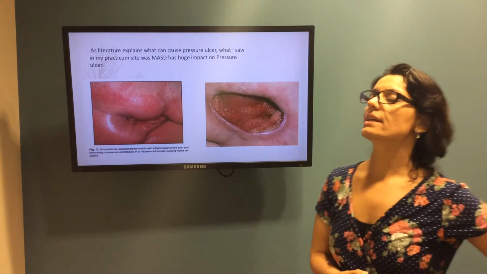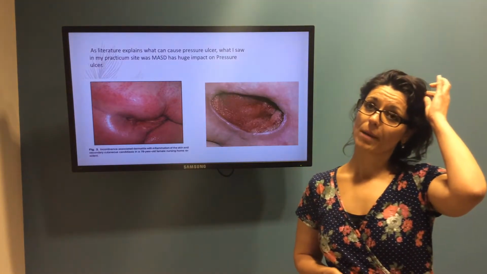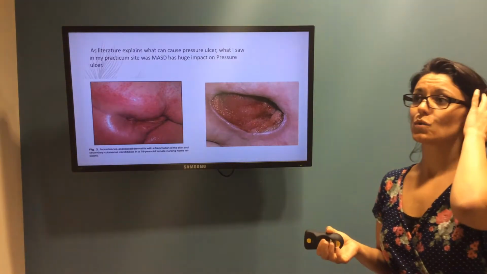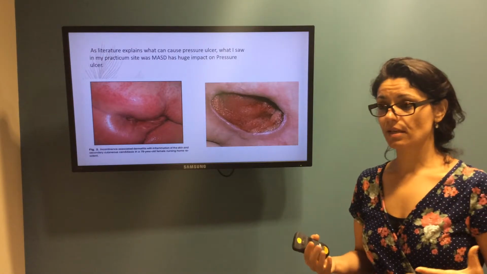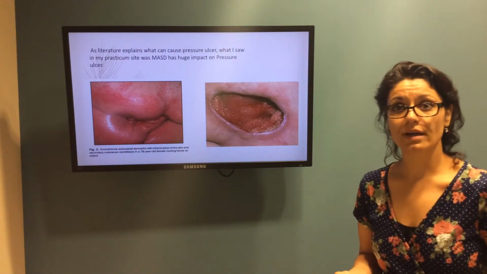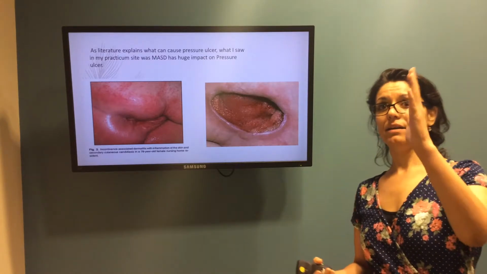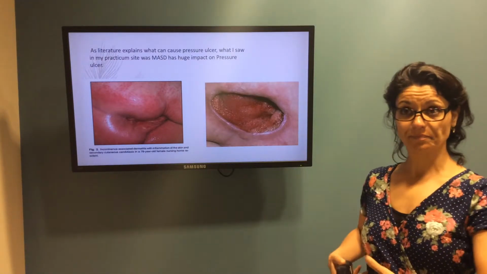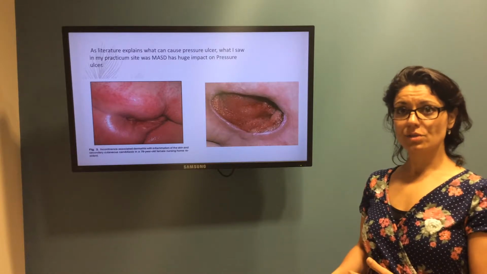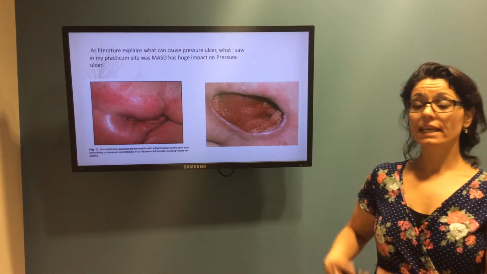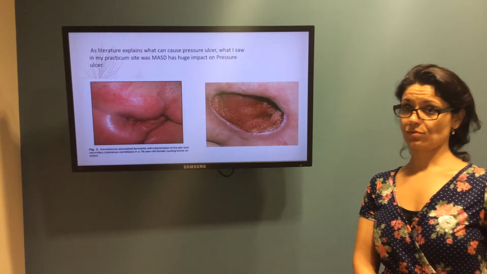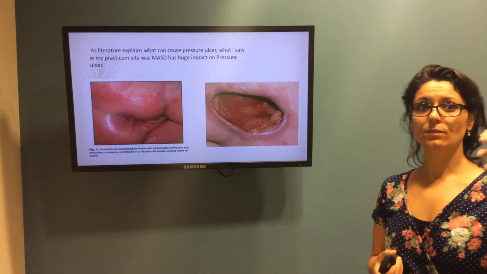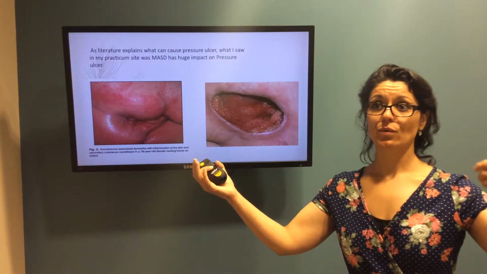As the literature explains what can cause pressure ulcers, what I saw at my practicum site was that MASD had a huge impact on pressure ulcers. When we have MASD and the nurses' treatment doesn't work, if patients stay a long time in their feces or urine, or from a wound, it could be from a colostomy or ostomy that is leaking, or a wound that is leaking all the time, that can cause it too. So whatever the literature says, wound care nurses were following that.